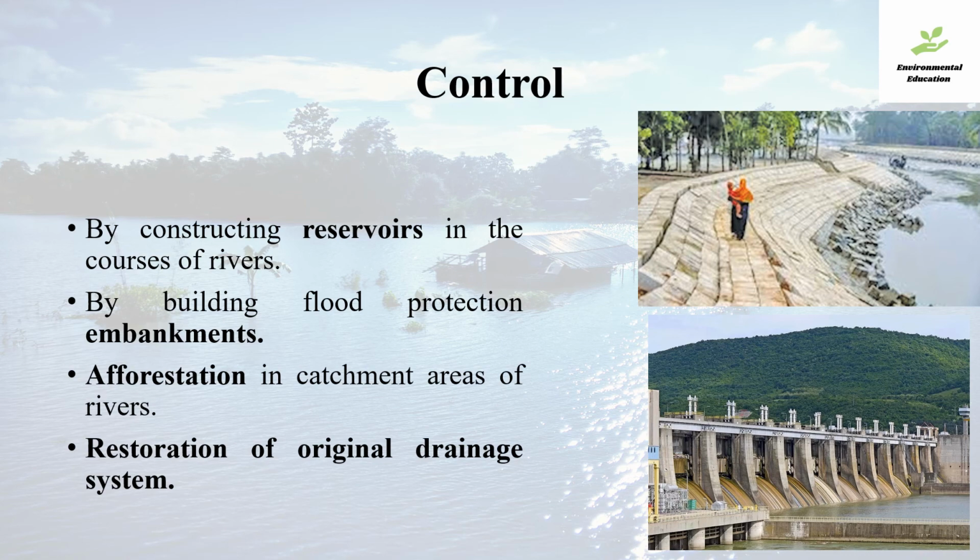By building flood protection embankments also, the flood water can be controlled from overflowing the banks and spreading in nearby areas. Building of an embankment on the River Yamuna near Delhi has been successful in controlling the floods. The fury of flood could be minimized by planting trees in the catchment areas of rivers. Drainage system is generally choked by the construction of roads, canals, railway tracks, etc. Floods could be checked if the original form of drainage system is restored.